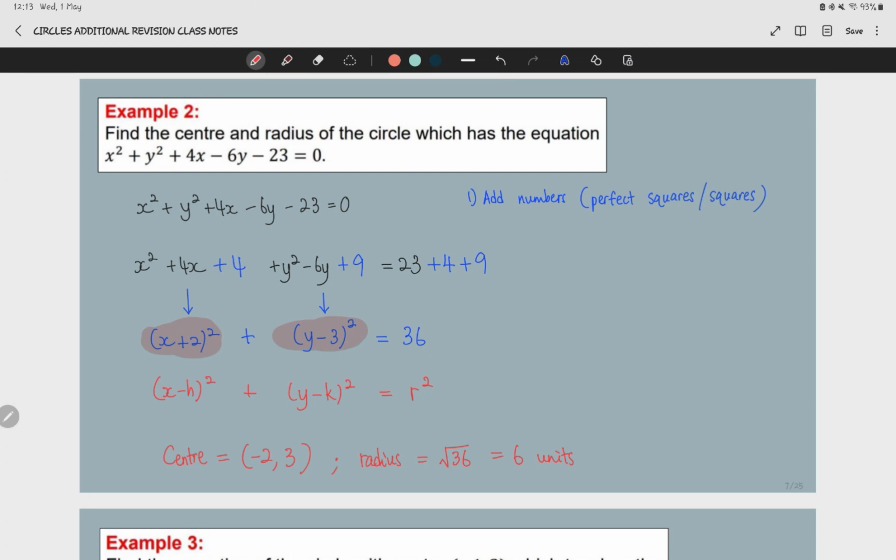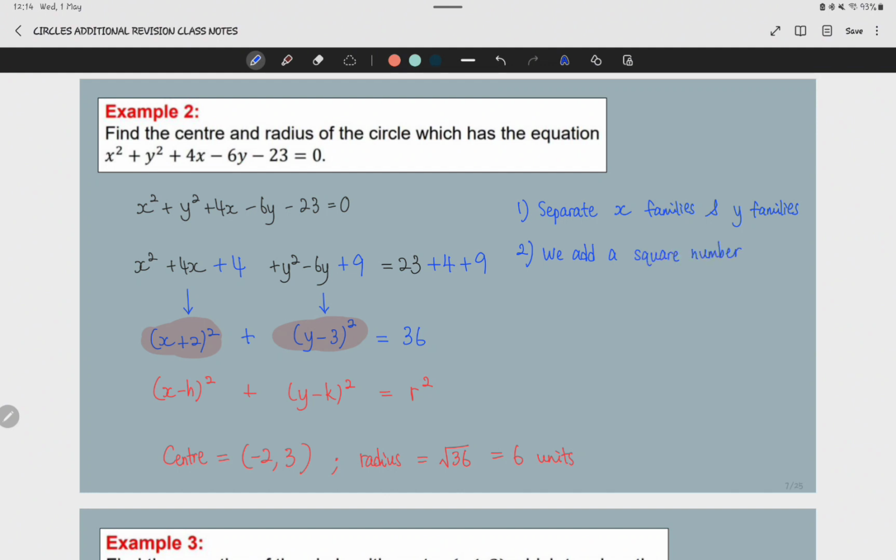So macam tu saja. Ingat, remember the steps. Okay, first step, separate your X families and your Y families. Kita pecahkan dia. Remember pecahkan. You see the first part here, we pecahkan X squared dengan 4X, Y squared dengan negative 6Y. So we pecahkan. Second thing is we add a square number.